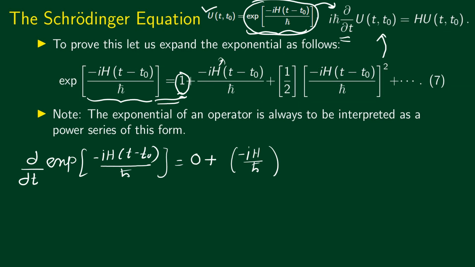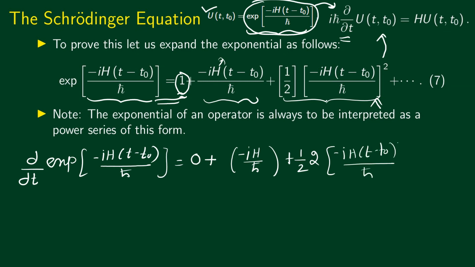Okay, so the partial time derivative of the first term is simply minus iH divided by ħ. What's the derivative of the third term here? Here we have a half, and here is a square function. So the derivative of a square function is 2 times minus iH(t − t0) divided by ħ. Okay, so this is the derivative of the square.